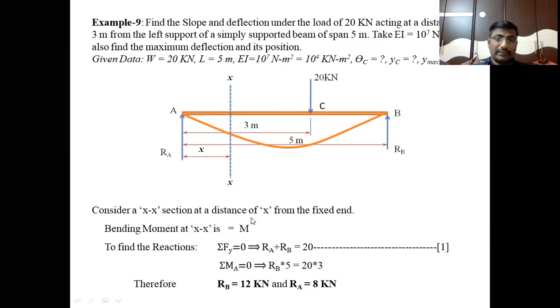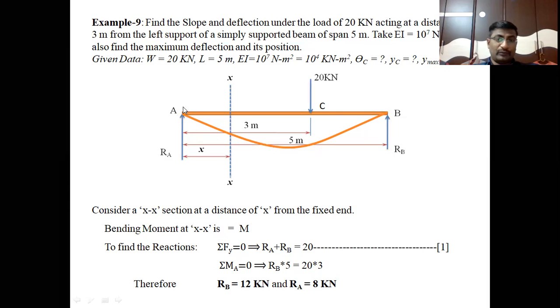Before finding the bending moment, we have to know the reaction forces RA, RB. To find the reaction forces, take the equilibrium equations, that is sigma Fy equal to 0. Sigma Fy equal to 0 means all the upward forces must be equal to all the downward forces. All the upward forces are Ra plus Rb. The downward force is one force, that is the load value 20 kilonewtons. So Ra plus Rb equal to 20. Then take the moment at point A, sigma Ma equal to 0, and equate to 0.